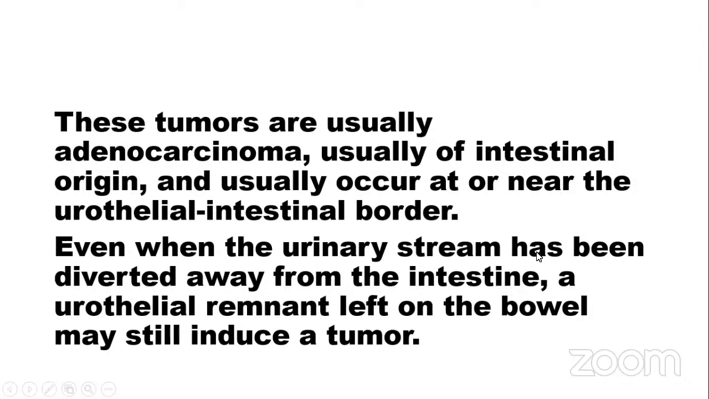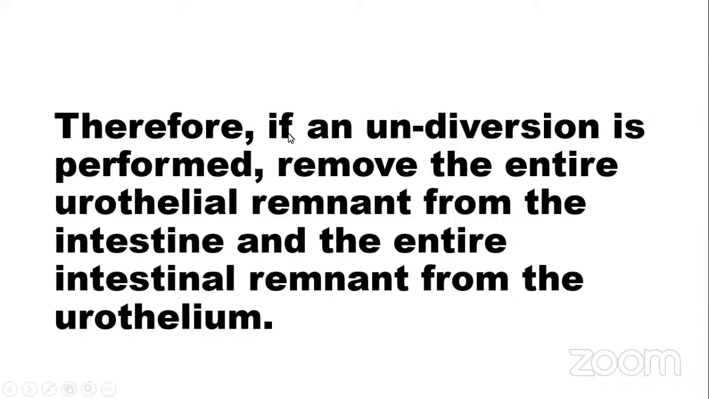Even when the urinary stream has been diverted away from the intestine, a urethral remnant left on the bowel may still induce a tumor. Therefore, if an undiversion is performed, remove the entire urethral remnant from the intestine and the entire intestinal remnant from the urothelium.